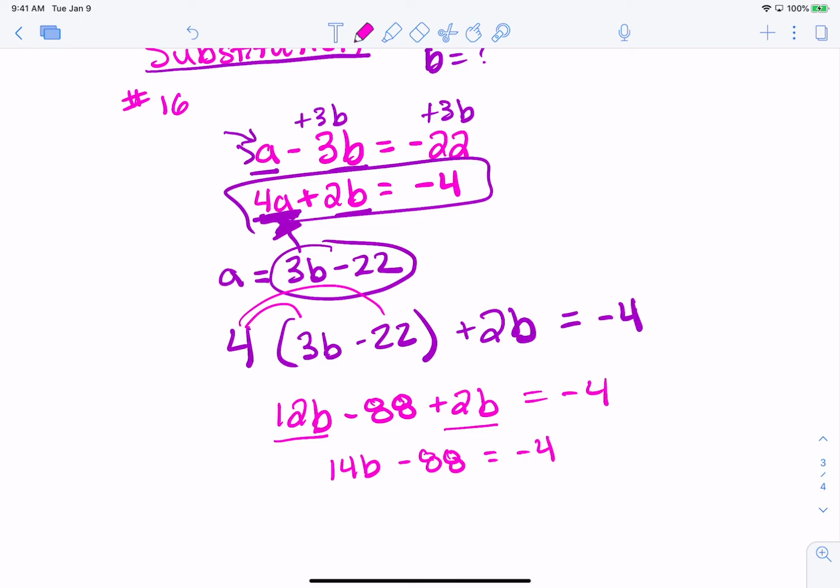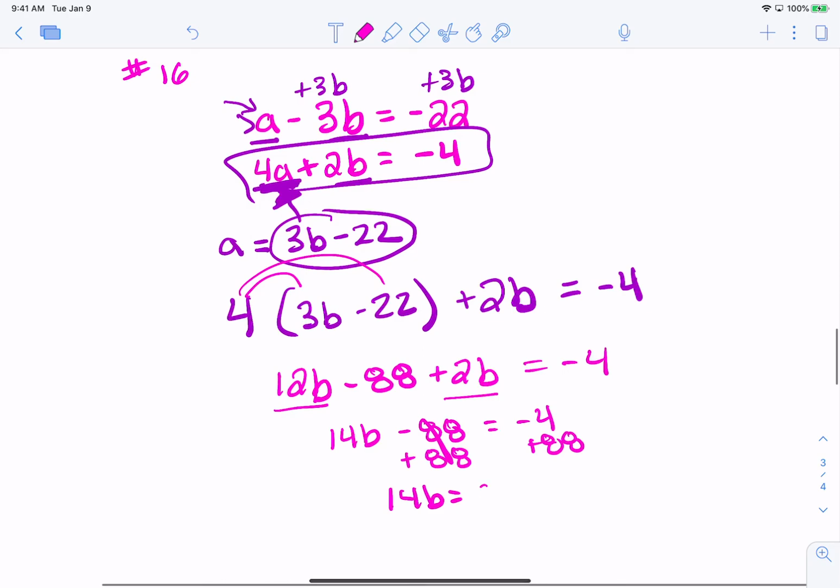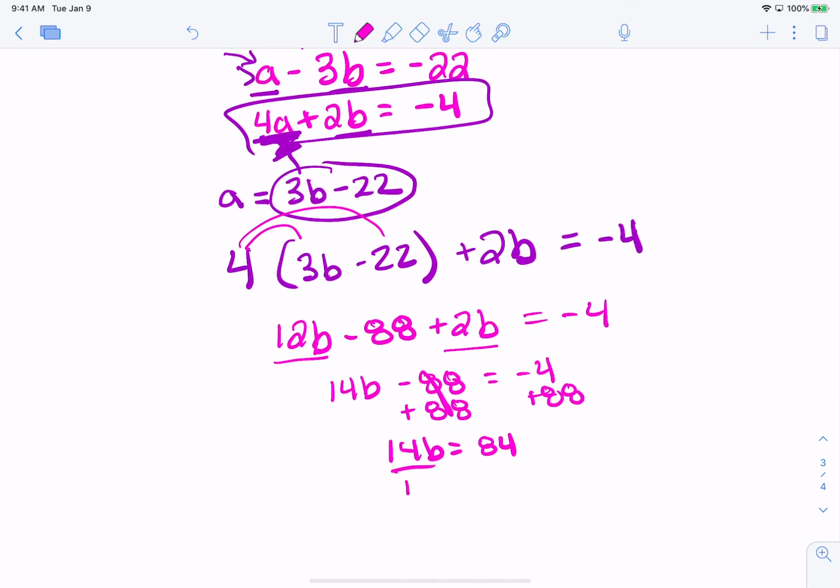Are we good? Okay, then let's kick the 88 to the other side. So add 88 plus 88. 14B is equal to 84. And then what? Divide by 14, divide by 14. B is equal to 6.